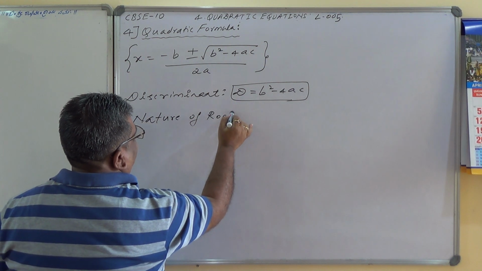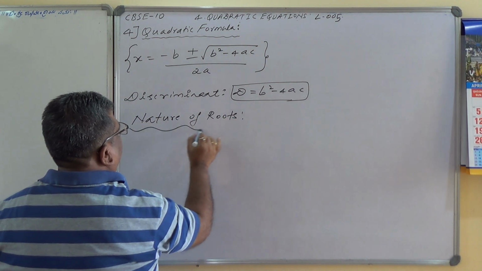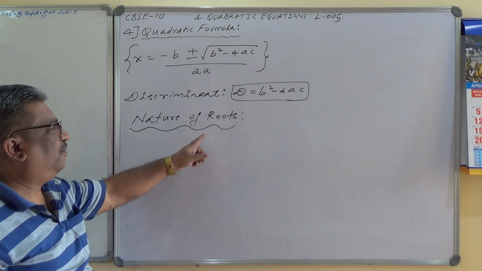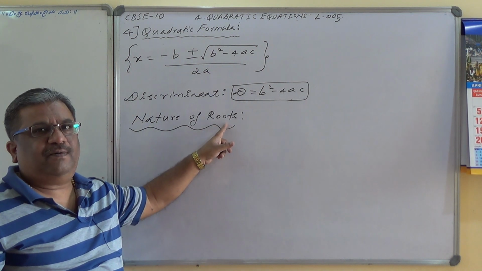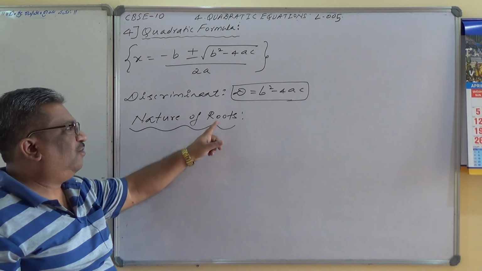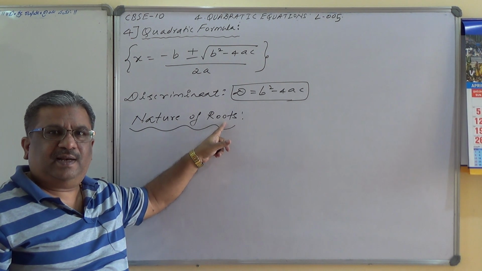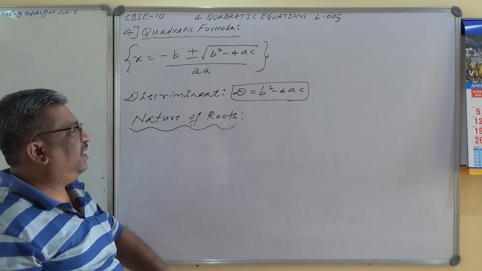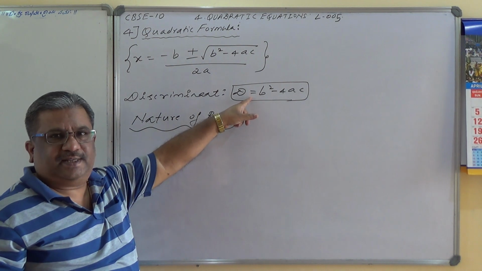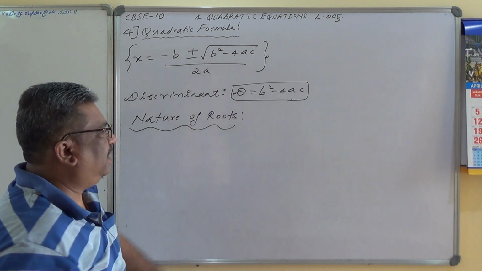Nature of roots. Roots means value of x. Whether values of x are real numbers or not is indicated by D here, the discriminant. How is it so? There are three cases here.